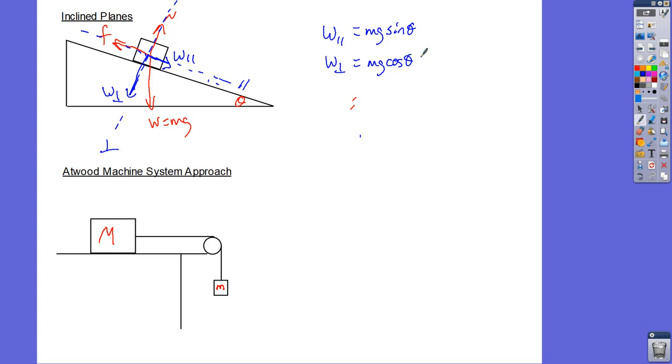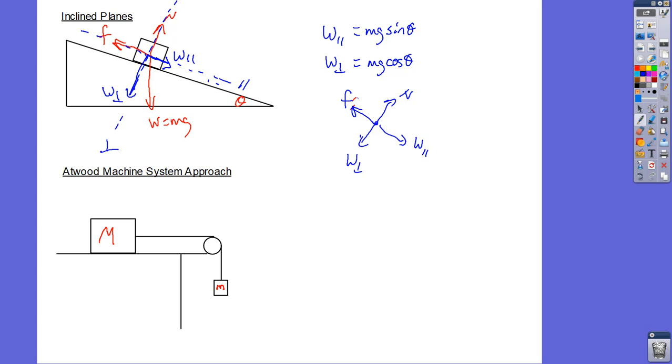Okay. And then remember that you could redraw this so that now everything is at right angles to each other. So this would be the normal, weight perpendicular, weight parallel, and the frictional force. So after that, everything just works like it normally does.